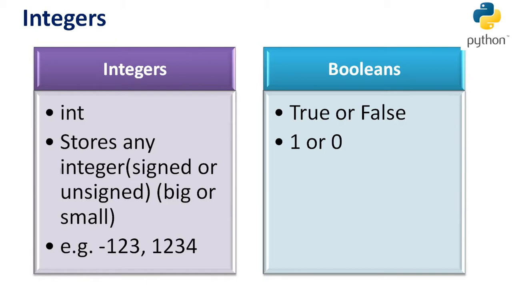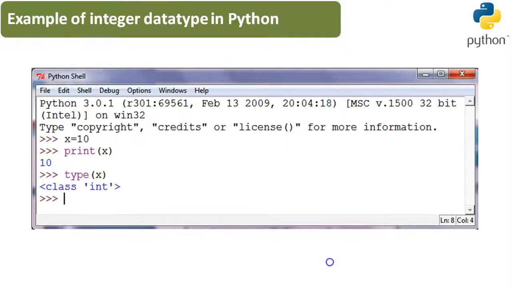Next is the Boolean. Boolean is simply a true or false value, as per Boolean algebra. True is for 1 and false is for 0. And always remember that in True and False, T and F are capital, as Python is a case sensitive language.